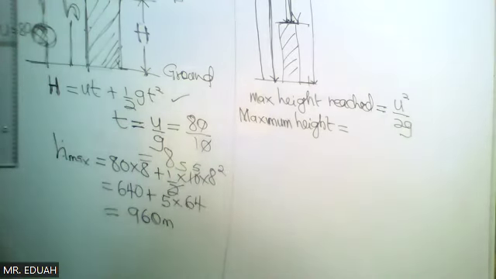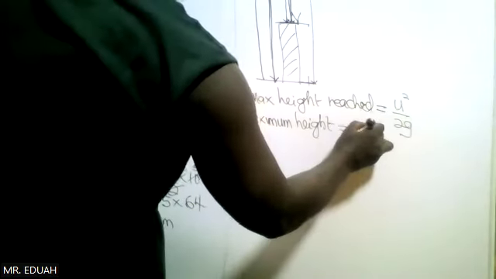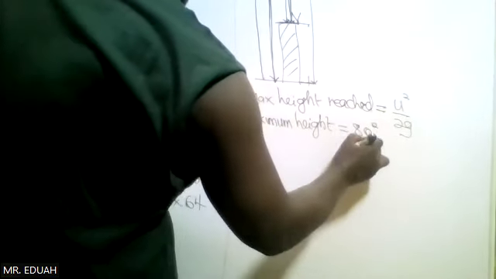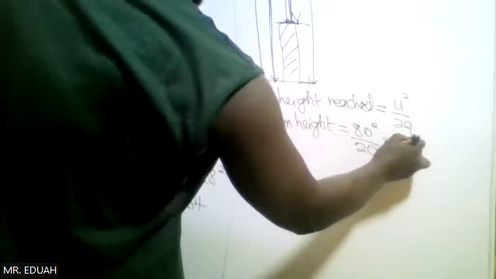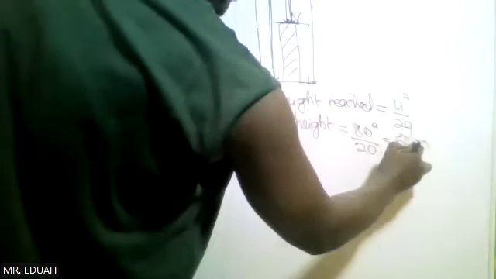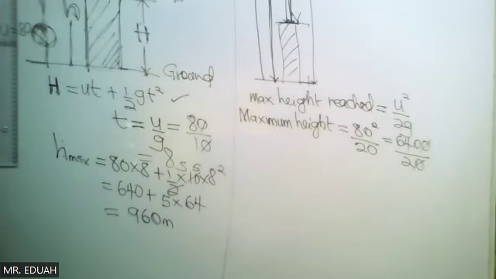Let's see if we can get the same thing using U squared over 2G. So this is 80 squared divided by 20. So 6400 divided by 20. So we have 640. Oh, they are not the same. What is missing? Let's see. H is equal to UT. Let's confirm.